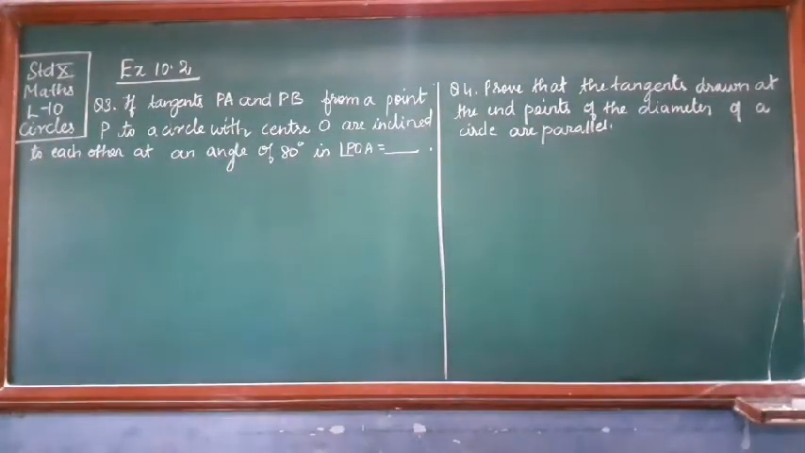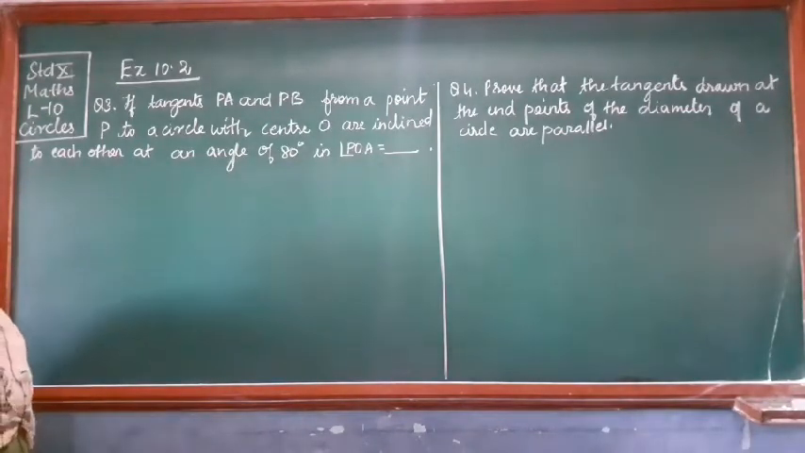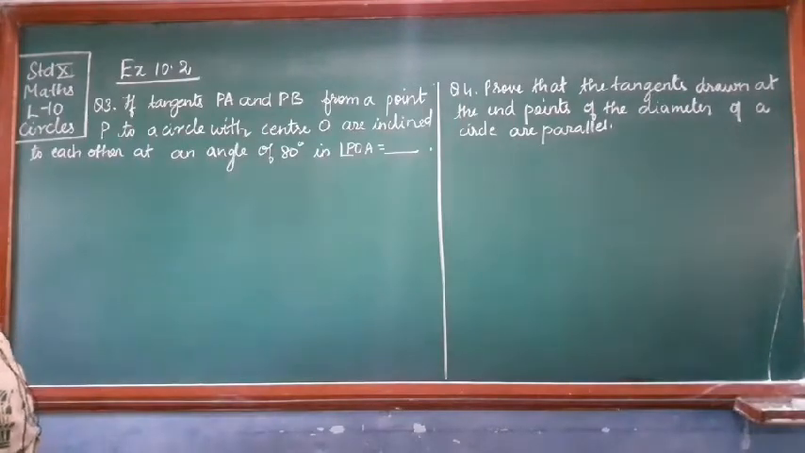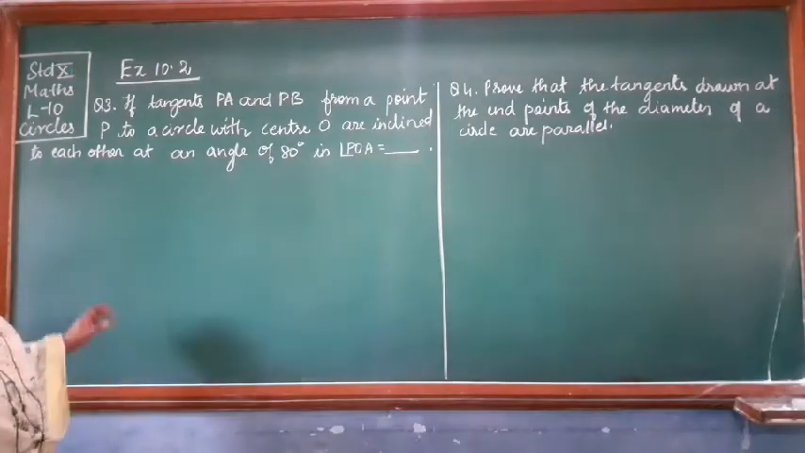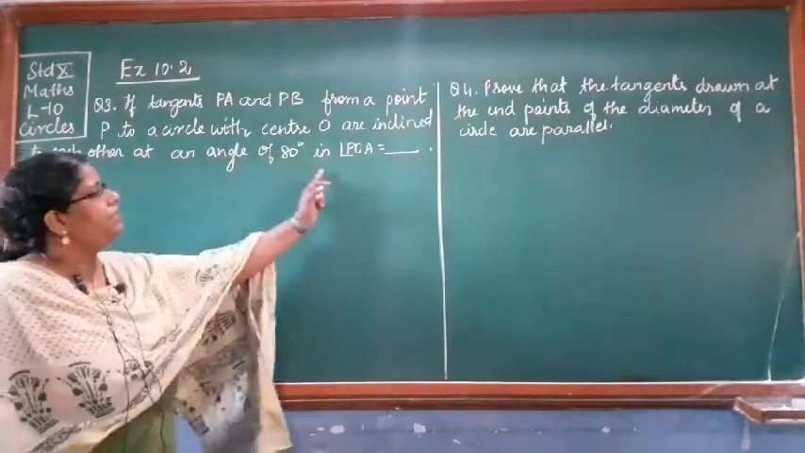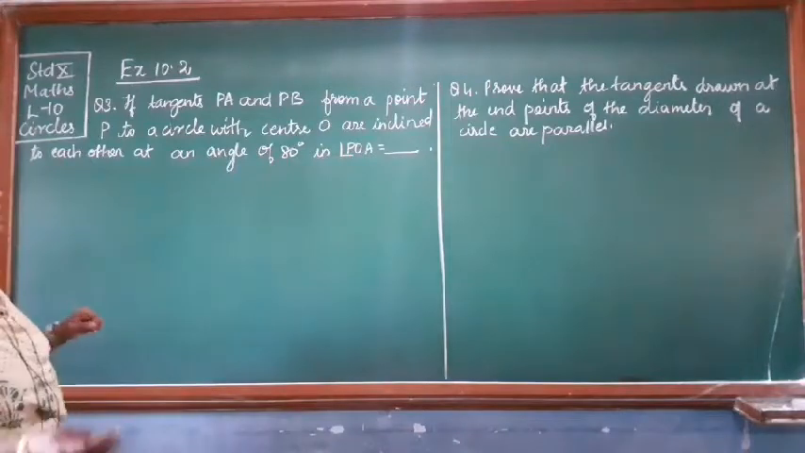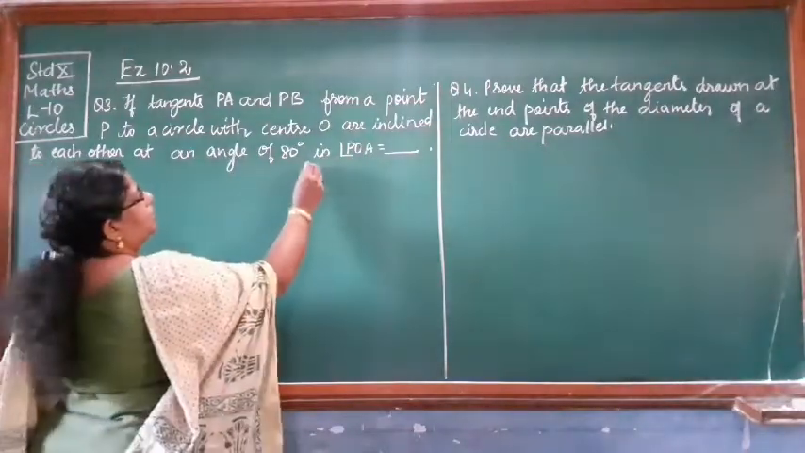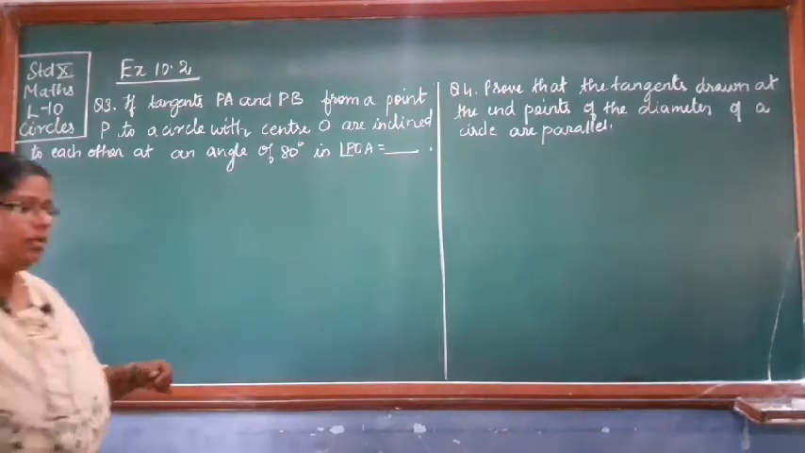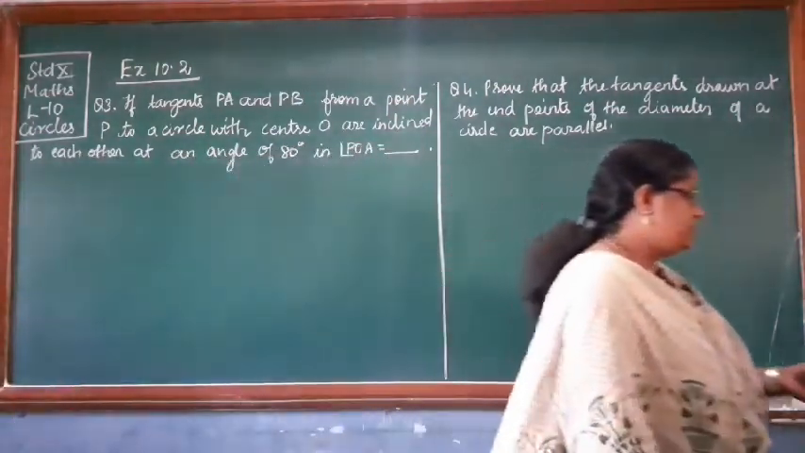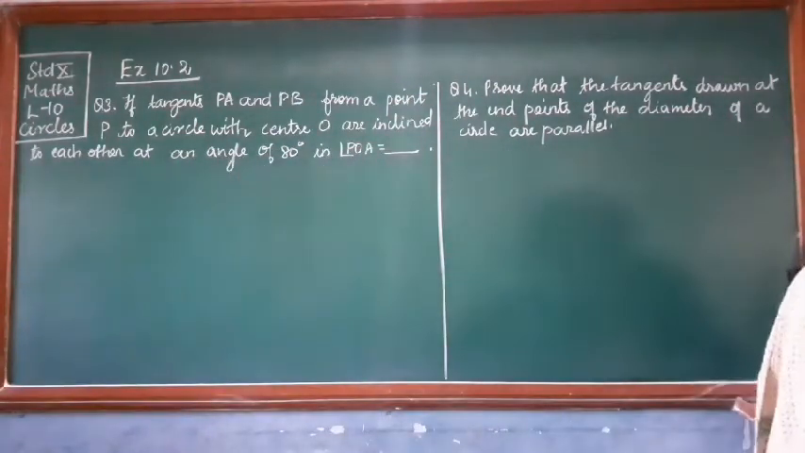Question number 3. What does it say? If tangents PA and PB from a point P to the circle with center O are inclined at each other at an angle of 80 degrees, then find what is POA. Okay? So this is your question. So we just think, how can you do this question?